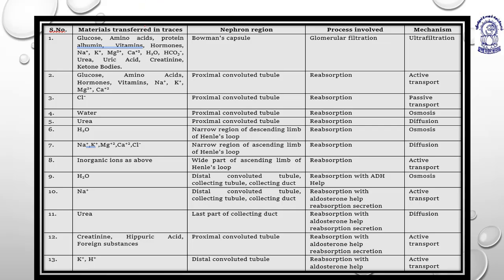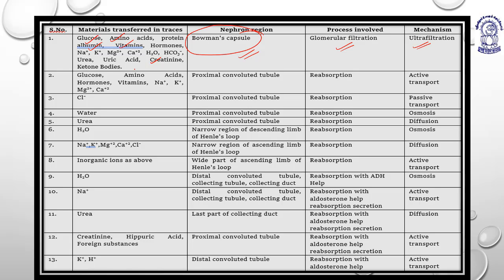The materials which are transferred in traces, like glucose, amino acids, proteins, albumin, vitamins, hormones, Na+, K+, Mg2+, Ca2+, bicarbonate ions, creatinine, ketone bodies, urea and uric acid, they all are basically the primary filtrates of Bowman's capsule. The process involved is glomerular filtration, and the mechanism is ultrafiltration.